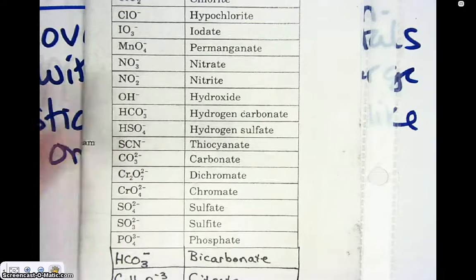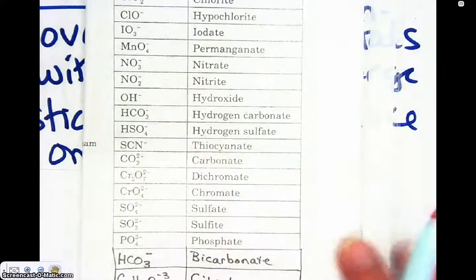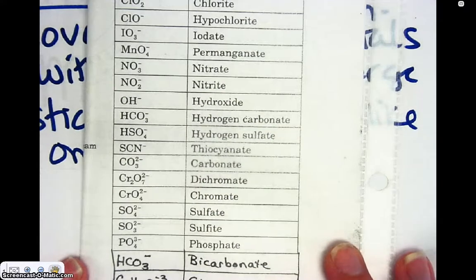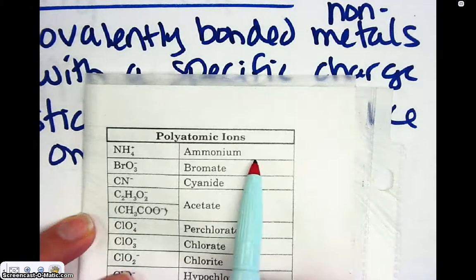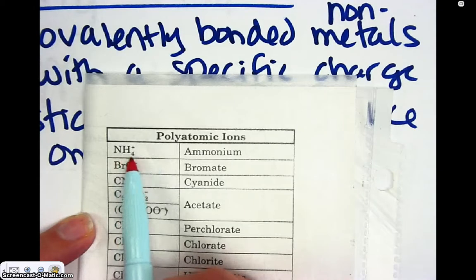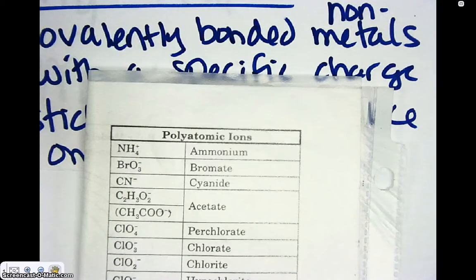Now if you notice, most of these are negative, so most polyatomics are anions. However, we do have one that is a cation, and that is ammonium, which is NH4 with a +1 charge. Another thing that I want you to notice about the polyatomics is their name.